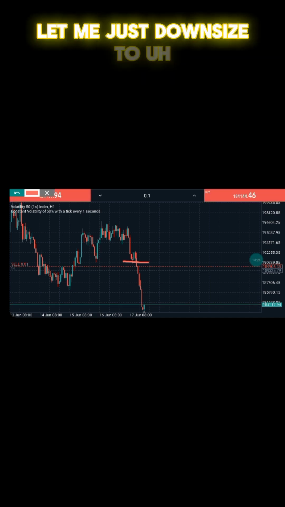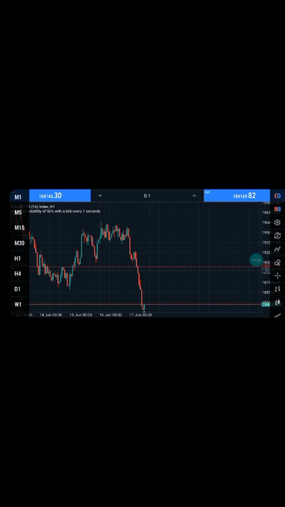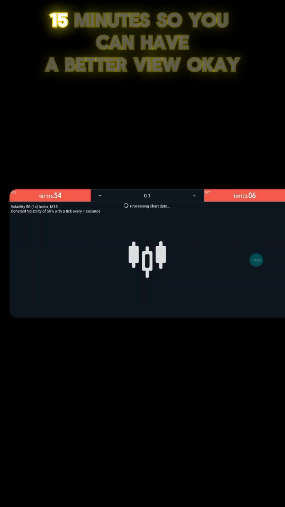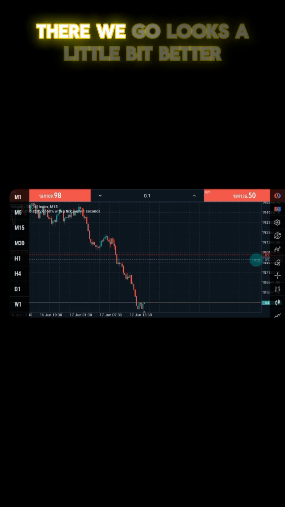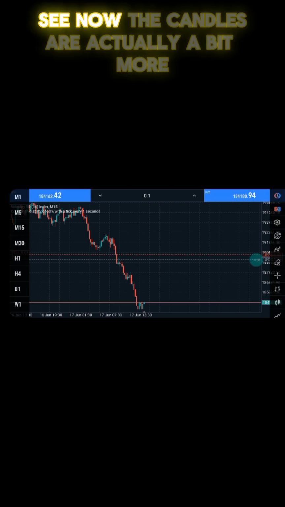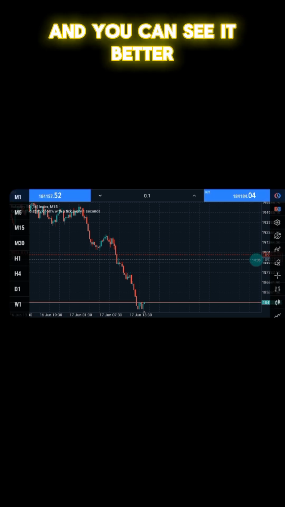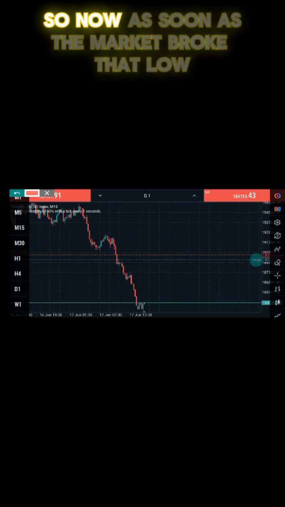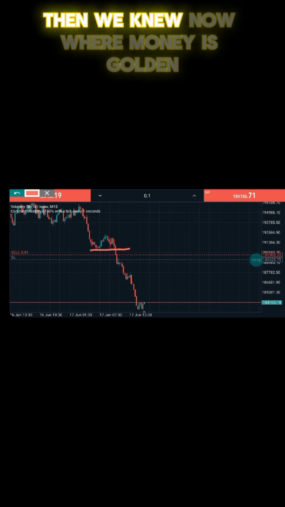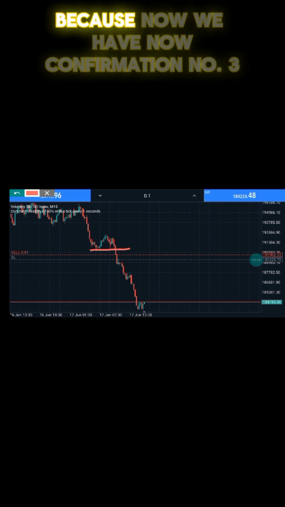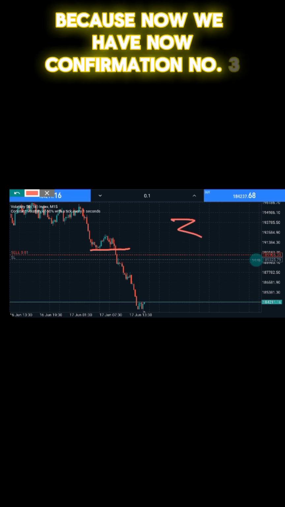Let me just downsize to a lower time frame, 15 minutes, so you can have a better view. Okay, there we go. It looks a little bit better. See, now the candles are a bit more visible and you can see it better. So now, as soon as the market broke that low, we knew we're in the money. It's golden, because now we have confirmation number 3.